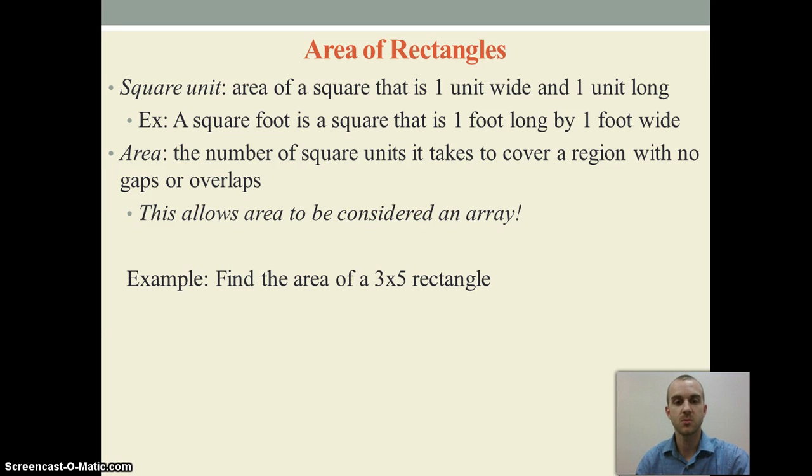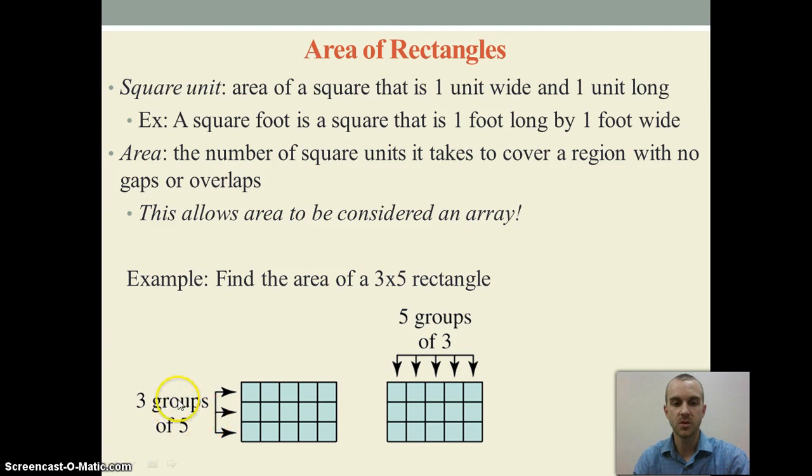And when we talk about using rectangles, it's easy to see using an array. So say we want to find the area of a 3 by 5 rectangle. What we could do is we could recognize that that means we have 3 groups of 5, just like we had the pennies, or we've got 5 columns with 3 in each, and we'd have an area of 15 square units.